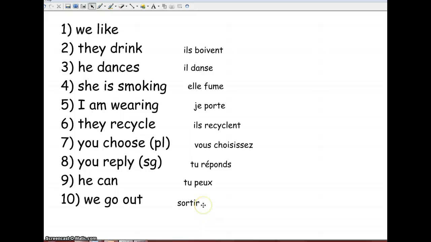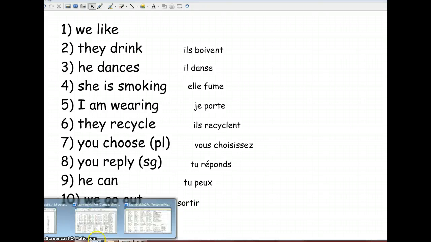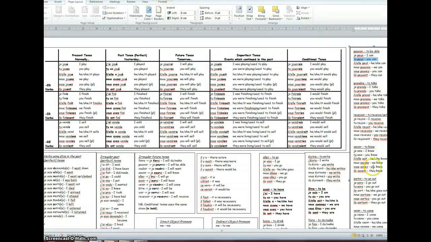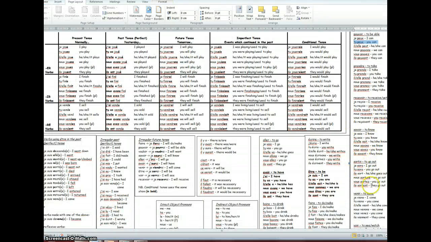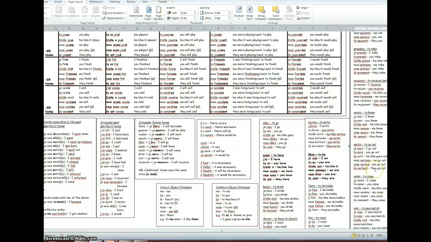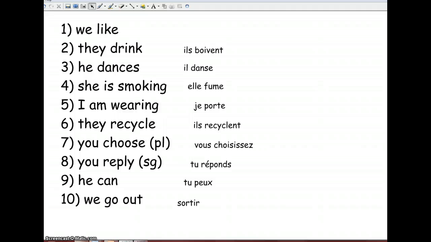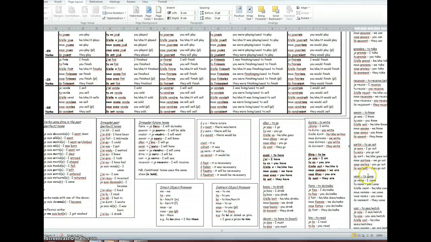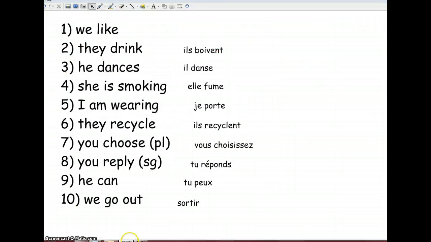And the last one, the infinitive is sortir. That means to go out. So again, let's check the learning mat, and another irregular one we don't have to do anything with. Okay, it was we go out, yeah, so that means it's nous sortons, and that's all we need. We just copy that over. Okay, it is as simple as that.